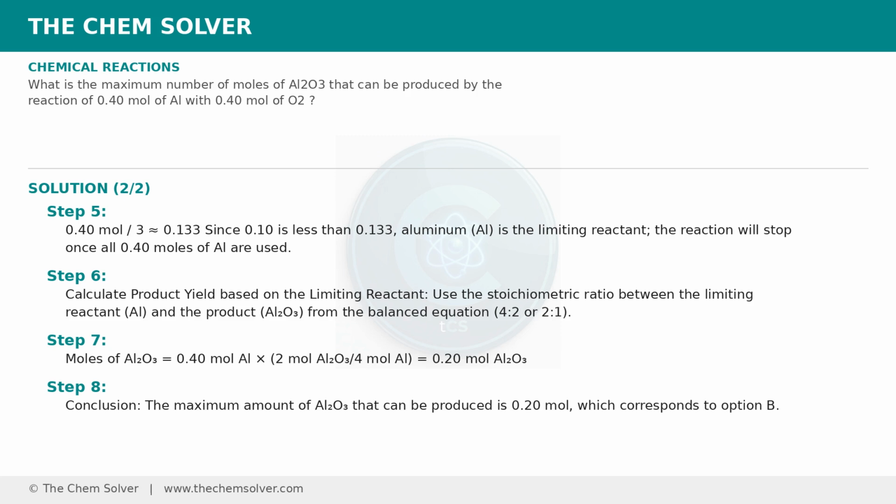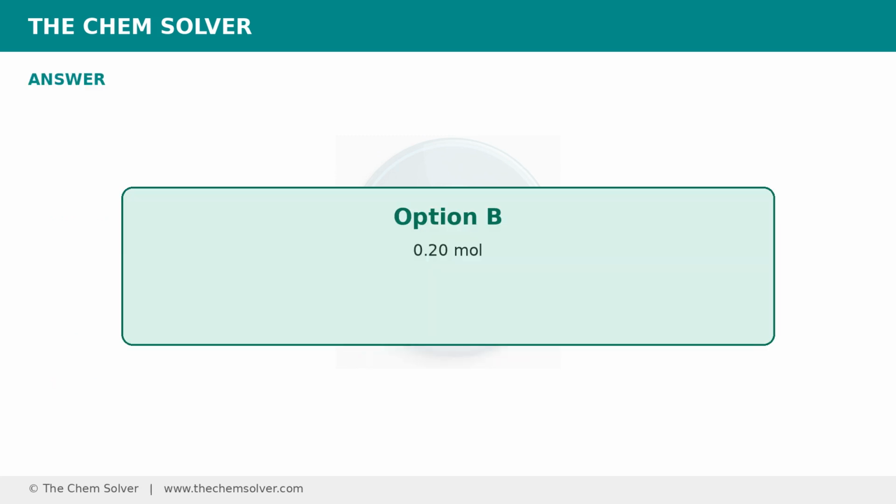Use the stoichiometric ratio between the limiting reactant, Al, and the product, Al2O3, from the balanced equation, 4:2 or 2:1. Moles of Al2O3 is equal to 0.40 moles Al times 2 moles Al2O3 over 4 moles Al, which equals 0.20 moles Al2O3. Conclusion: the maximum amount of Al2O3 that can be produced is 0.20 moles, which corresponds to option B. The correct answer is option B, 0.20 moles.